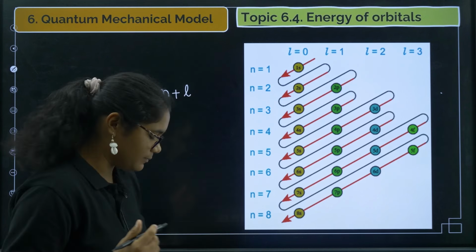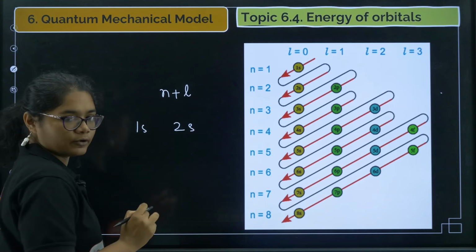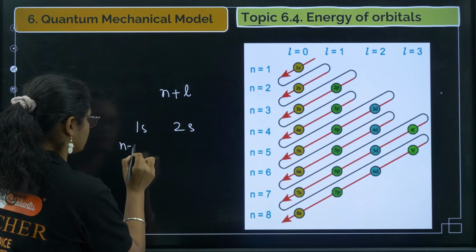Now for example, if you consider 1s and 2s. 1s n value is what? 1.